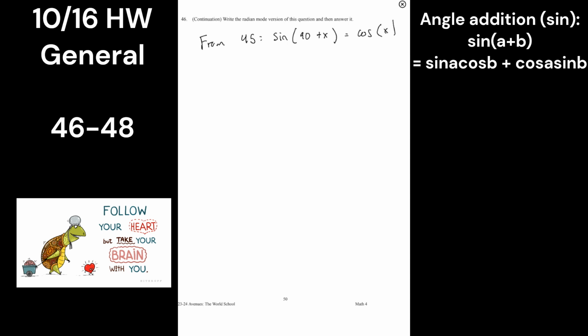Okay, so for problem 46, it starts as a continuation. I'm just going to write down the key point from 45 that is needed to know this. So you should have gone from 45 that sine of 90 plus x equals cosine of x. And now it's asking to write the radian mode version. So I have the conversion on the right side of the screen. So 90 degrees equals pi over 2 radians.